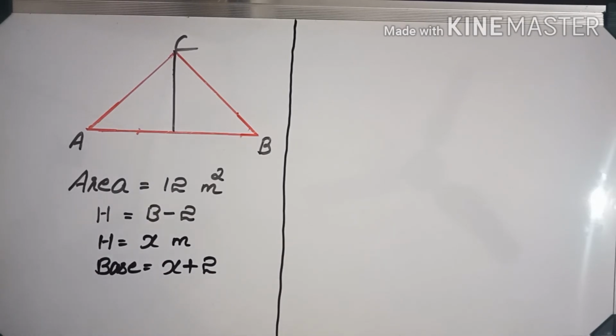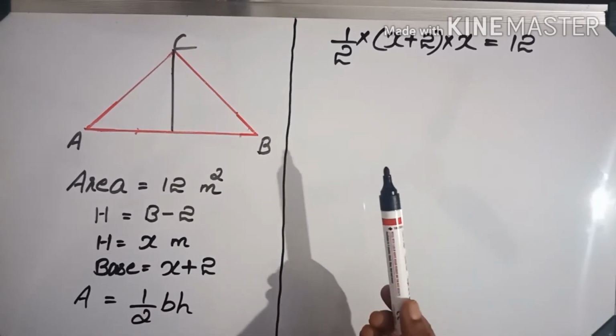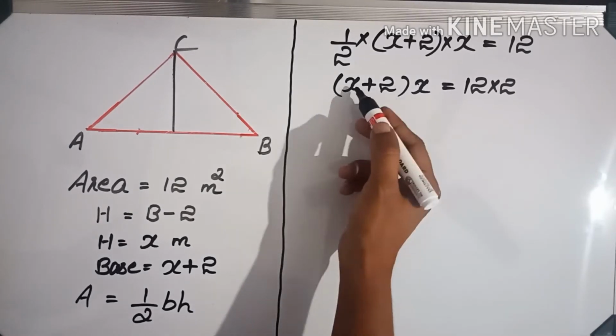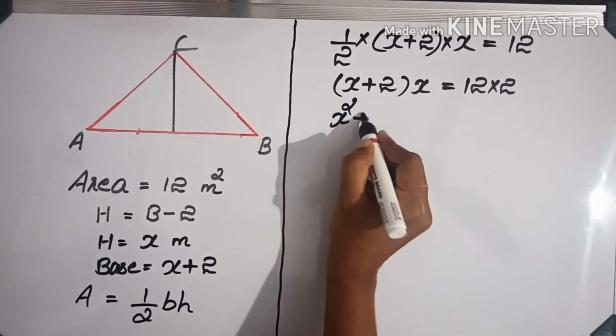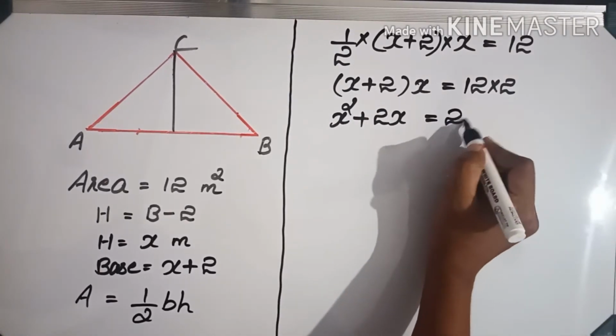Okay, now here area equal to 12 is given. Area equal to 12 means what is the equation of area of triangle? Area of triangle is half BH. Okay, half BH is the equation. Now let's apply the values of base, height and this area in this equation. So we got like this, half into x plus 2 into x equal to 12. Now let's take this divided by 2 to this side. Then we will get like this. Okay, now in the next step, let's open the bracket. So x into x is x square plus 2 into x is 2x equal to 24.